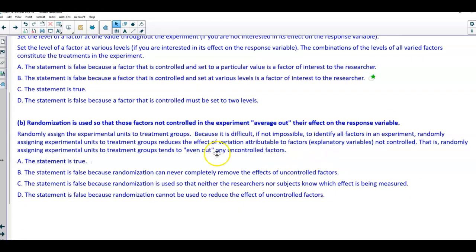Next question, B. Randomization is used so that factors not controlled in the experiment average out their effect on the response variable. Now, randomly assign the experimental units to treatment groups. Because it is difficult, if not impossible, to identify all factors in an experiment, randomly assigning experimental units to treatment groups reduces the effect of variation attributable to factors, explanatory variables, not controlled. That is, randomly assigning experimental units to treatment groups tends to even out any uncontrolled factors. So therefore, this statement is true.